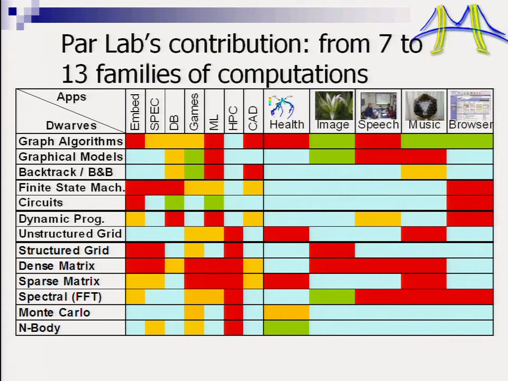So dense matrix certainly shows up a lot in high-performance computing, much less in computer-aided design, much less in databases and so forth. Spec benchmarks seem to not have so much representation of dynamic programming and so forth. So red means it shows up a lot, orange here somewhat less so, green even less so, and then white or light blue as it appears to me here, even less.